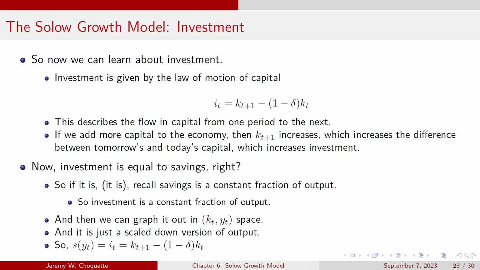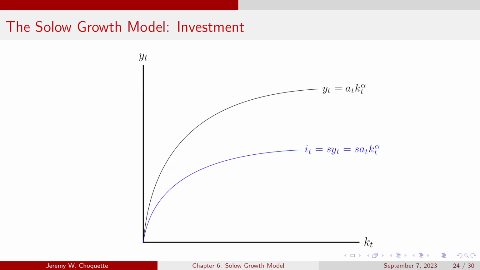Now, investment's equal to savings, right? Well, yeah, it is. And remember, savings is a constant fraction of output. So investment is a constant fraction of output. And what I can do is I can graph it out in capital and output space. And because it's a constant fraction of output, it's really just a scaled down version of output, which tells me S times Y is equal to I, which is equal to the law of motion of capital.